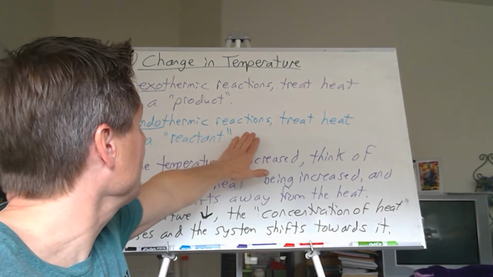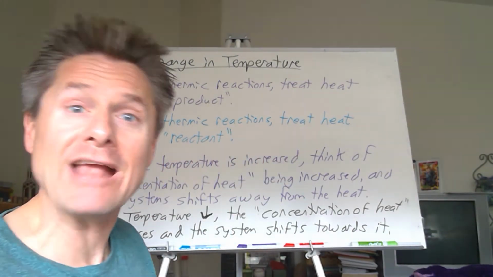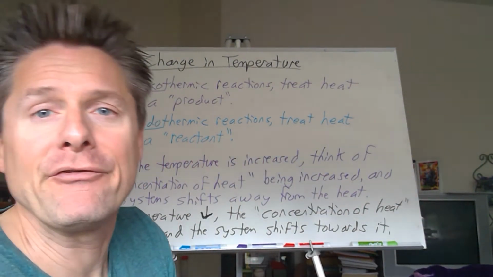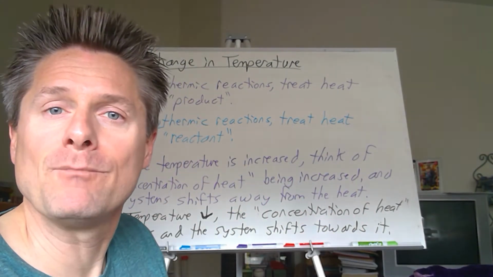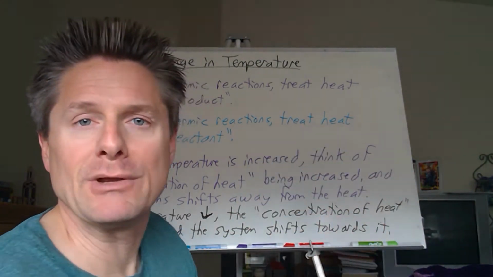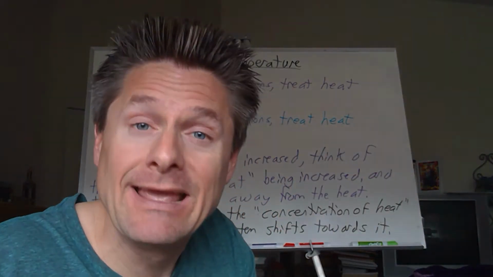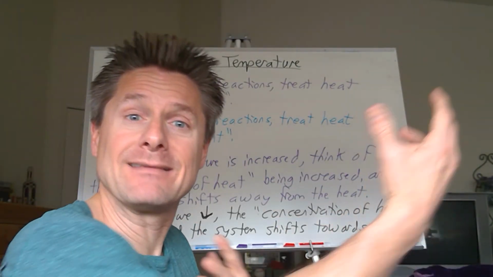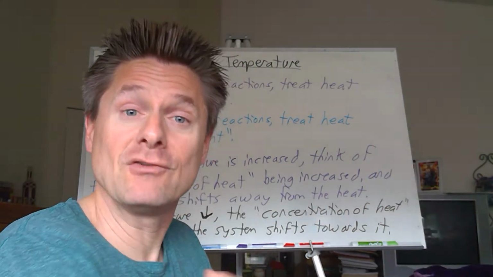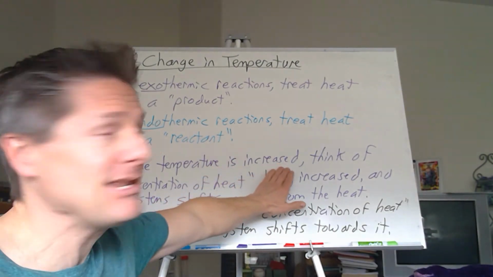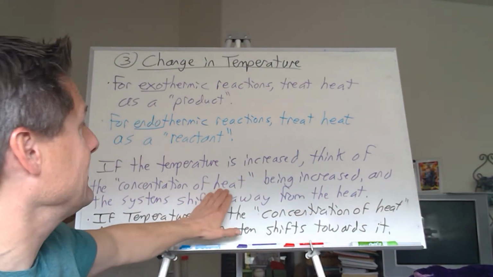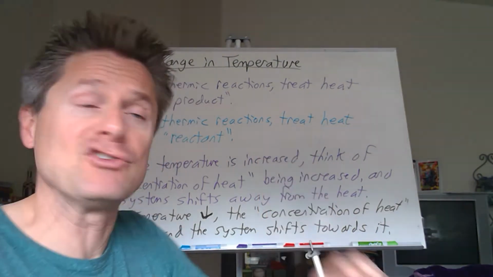For endothermic reactions, we're going to treat heat as a reactant. So we're actually going to put heat on the left-hand side as a reactant. And if we alter the temperature, we're going to count a temperature increase as an increase in heat and a temperature decrease as a decrease in heat. And if we know heat is a product, exothermic reactions, or a reactant, endothermic reactions, and we increase the temperature, we increase the heat, right?